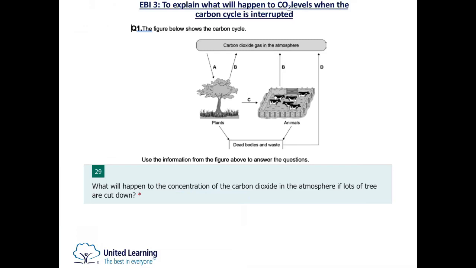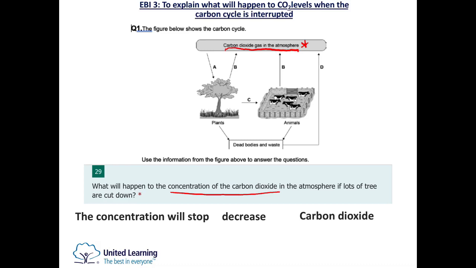So again, we're looking into what will happen to the concentration of the carbon dioxide in the atmosphere if lots of trees were cut down. Some of the answers that I've got are: the concentration will stop. The other one says it will decrease. And the last one is carbon dioxide. Now, all of these answers are unfortunately incorrect, and I'm going to explain why in just a second.